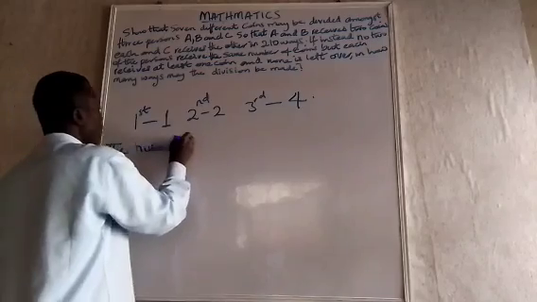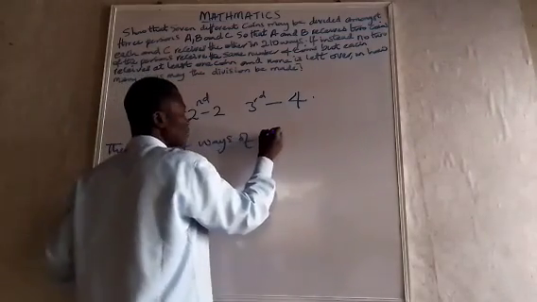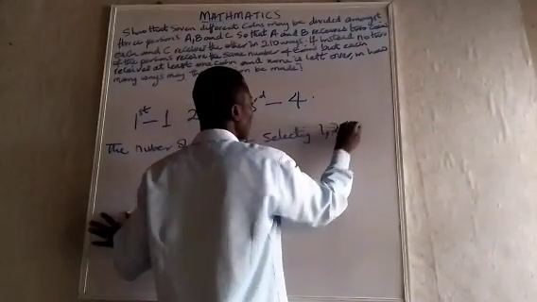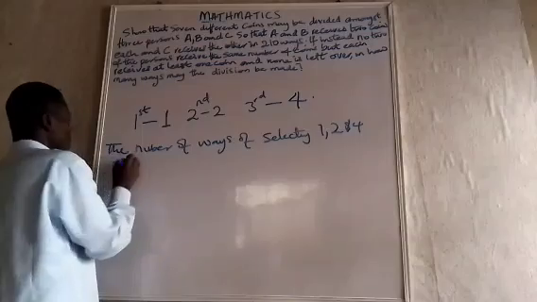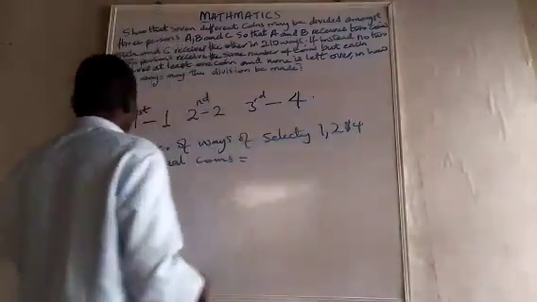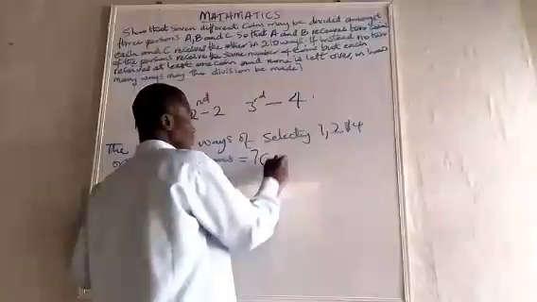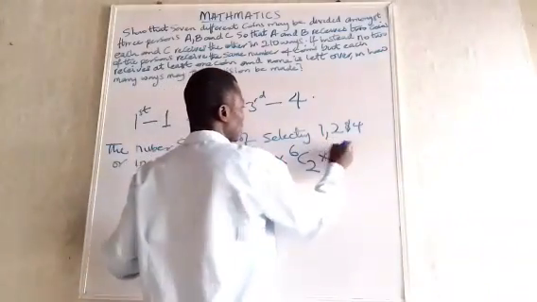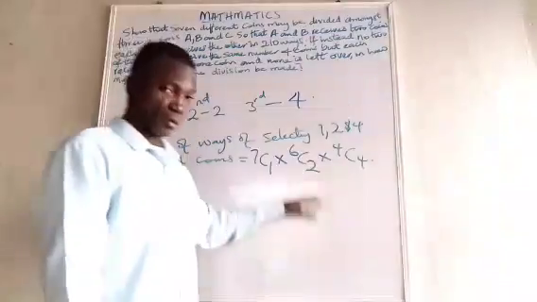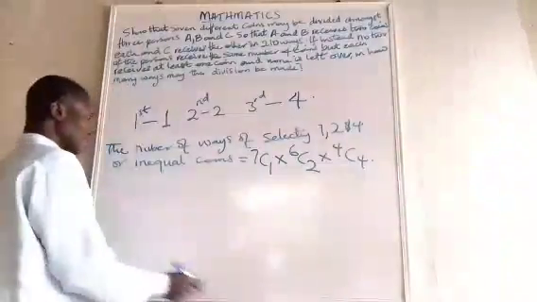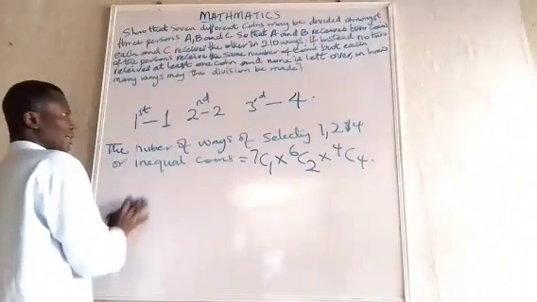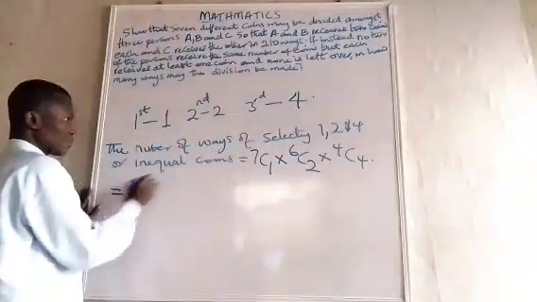The number of ways of selecting 1, 2, 4 or unequal coins is going to be 7C1 times 6C2 times 4C4. You can start with saying 7C4, 3C2, 1C1, and you get your answer. Or you can even start here 7C2, 5C4, anyhow, but you get your answer. So for them not to have equal now, we are going to have it to be 7.